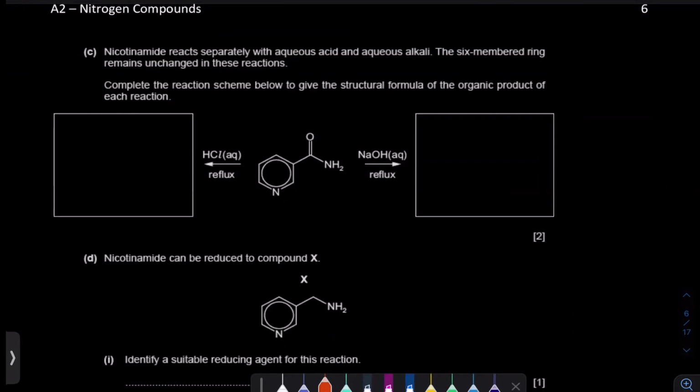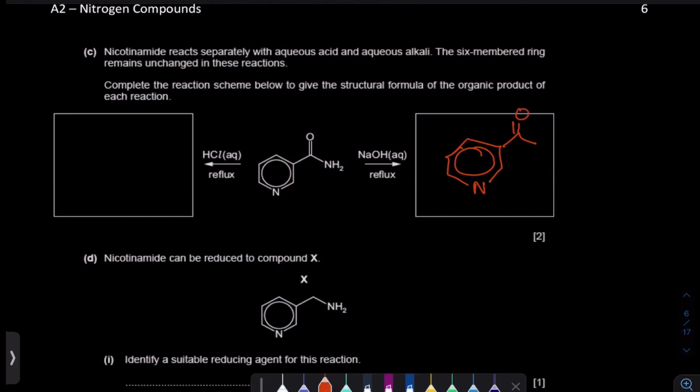Nicotinamide reacts separately with aqueous acid and aqueous alkali. Okay, the 6 member. Okay, so in presence of HCl, what's gonna happen? This is going to displace NH2, is it? No, wait, over here it will displace it. So this is going to form salt of amine. No, wait, this won't just be salt. Yeah, you're right.